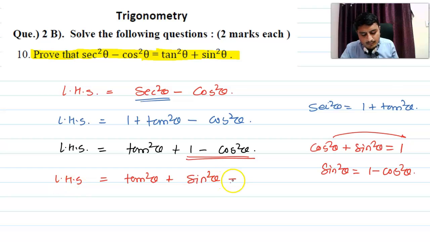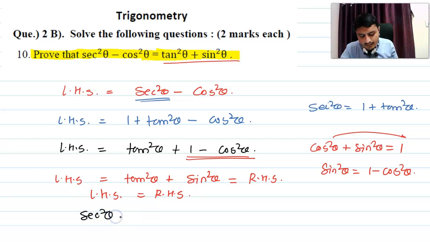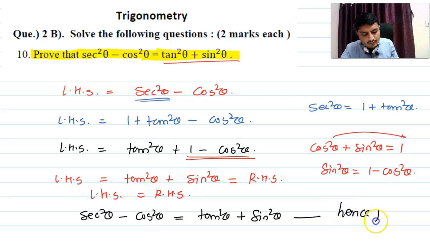So after simplifying the LHS, we have tan square of theta plus sin square of theta, which is the same as the RHS. So hence LHS equals RHS. LHS is of the form sec square of theta minus cos square of theta, and that equals the RHS, which is of the form tan square of theta plus sin square of theta. Hence we have our proof here.